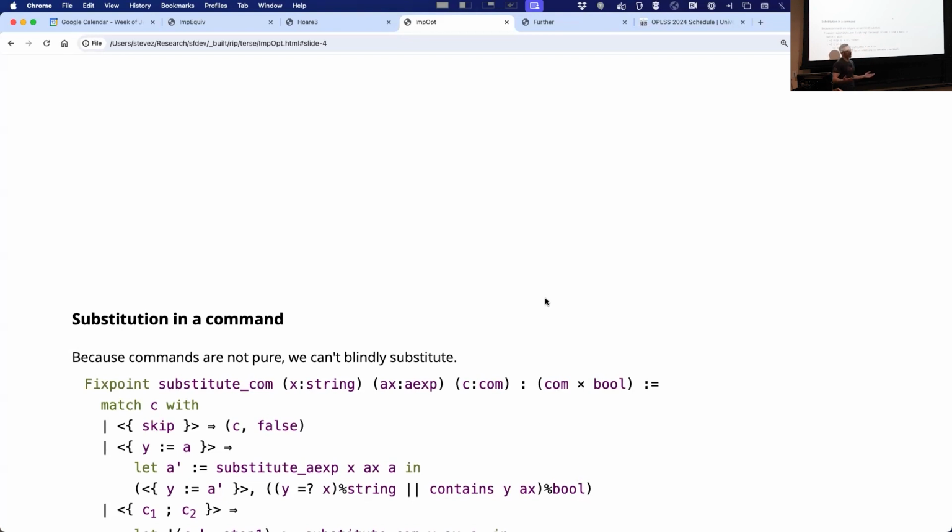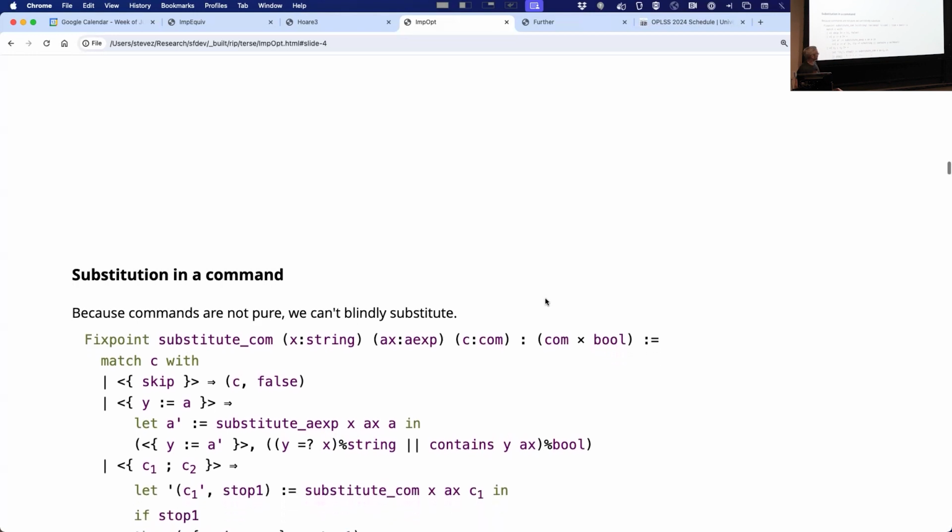And so in a real compiler, you would do some kind of data flow analysis or program analysis to figure out when you're allowed to substitute. Here, I did an expedient hack: the result is going to be a command plus a Boolean flag that is true if either the value of x or the value of ax was changed by the command, and false otherwise. So it's building together a little bit of program analysis with the substitution operation, so I didn't have to spend too much effort proving an analysis correct and then substitution given the analysis.